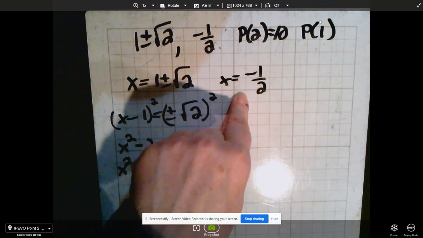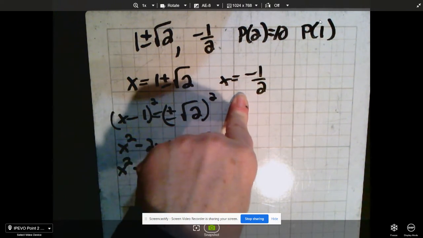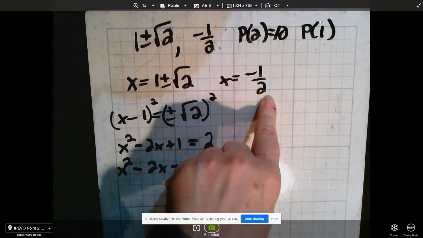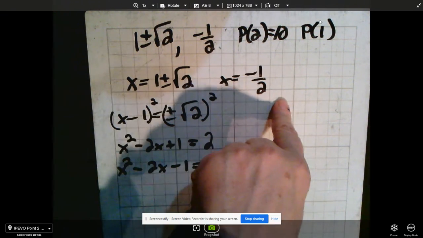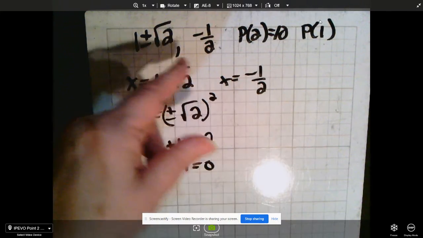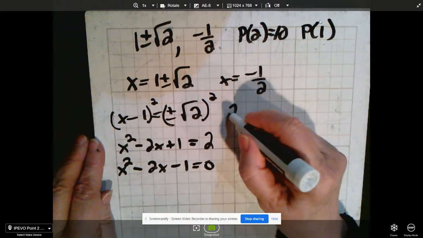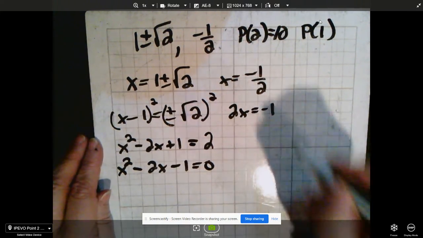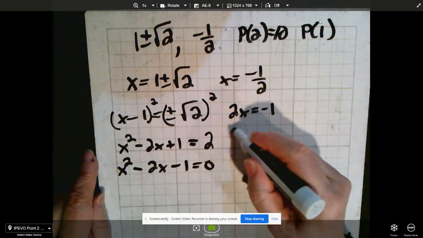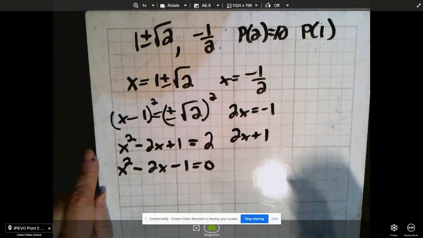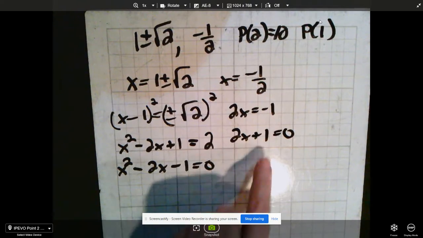Now I'm going to go over to this one, and I'm going to basically do the same thing. I'm going to work backwards. So I got the 1/2 because I would have divided both sides by 2. So now I'm going to do the reverse. I'm going to multiply by 2. And now I'm going to add the 1 over. So now I have the factors.